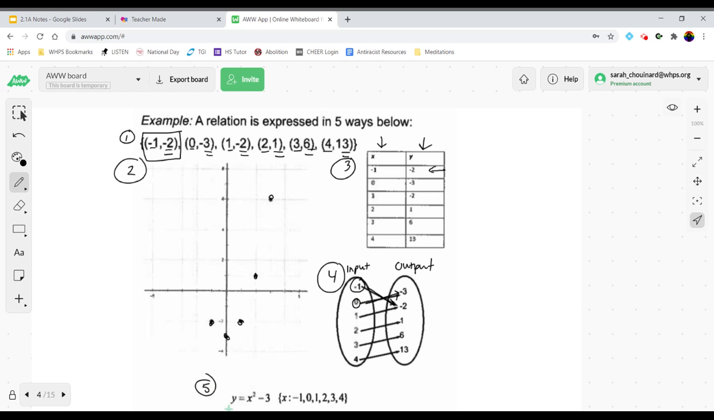And then the fifth way is as an equation. So they told us here what the X values were. These were just straight from our table. And if we were to plug each X value into the equation, we would get out the matching Y value. So the equation can just represent the table by mathematically finding those Y values.